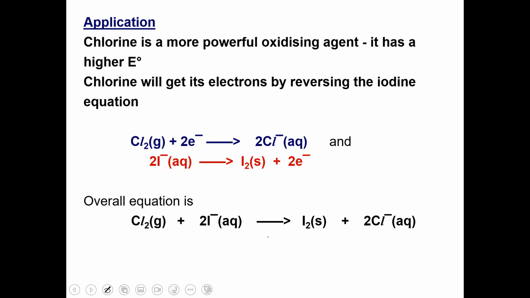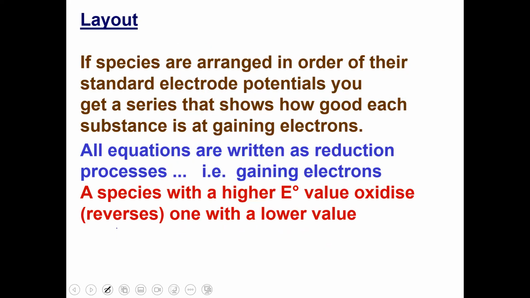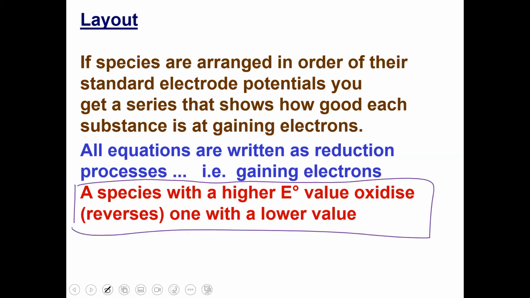So if you see the half equations and you combine them, as we used to combine earlier also, the 2 electrons cancel if we add these 2 equations, and we get this equation. So we come back to our summary. If species are arranged in order of their standard electrode potential, you get a series that shows how good each substance is at gaining electrons. All equations are written as reduction processes. A species with a higher E° oxidizes, reversing one with a lower value. So you have to copy this block, the last block which I have made.